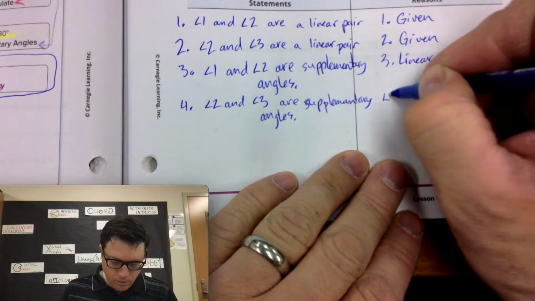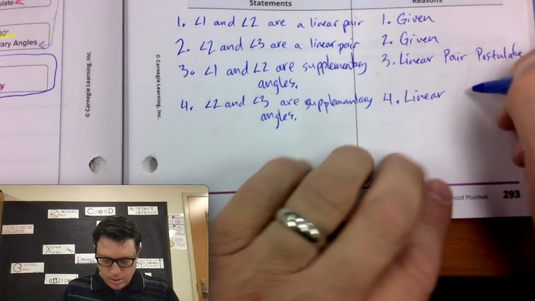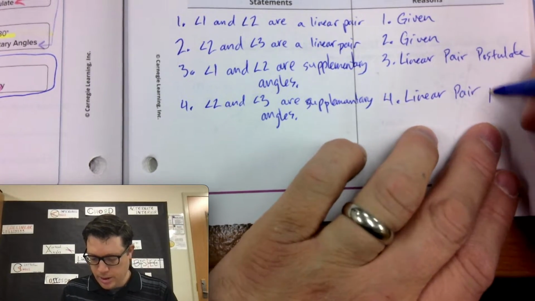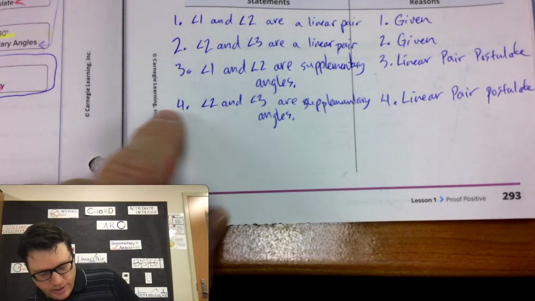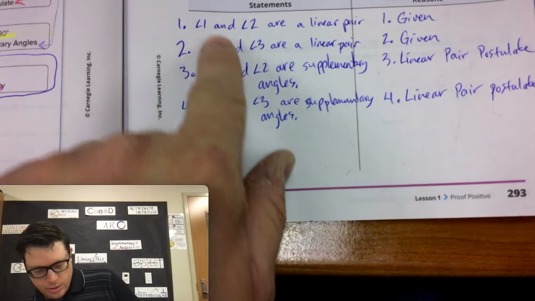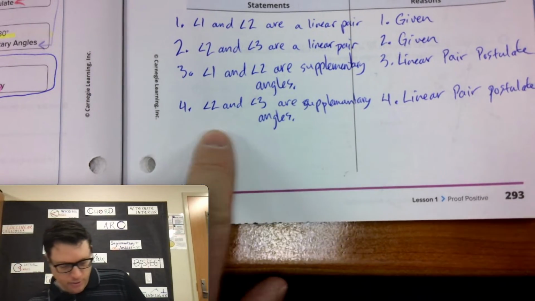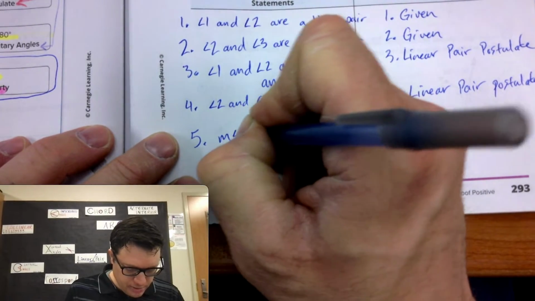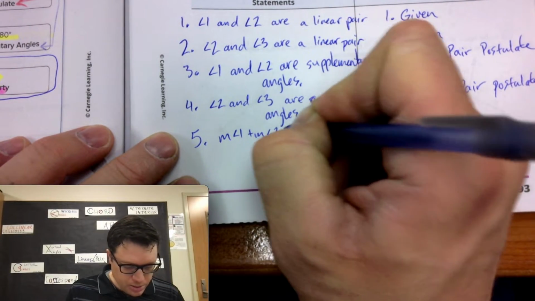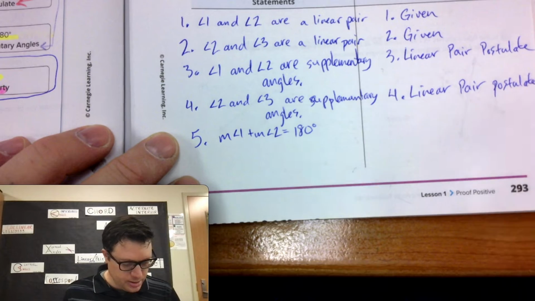So step 4 is also linear pair postulate. Should I flip right now? We've got 1 and 2, 2 and 3, 3 and 4. Just leave it. Step 5: the measure of angle 1 plus the measure of angle 2 equals 180 degrees.